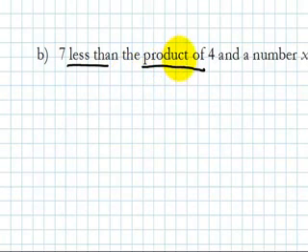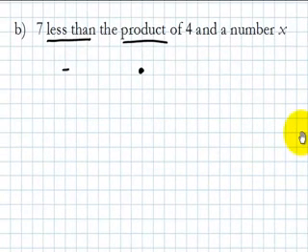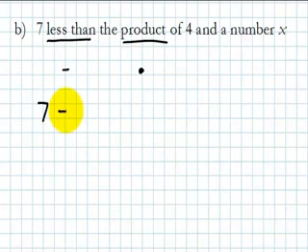What operations are suggested here? Product is multiplication, as you can guess. You probably already know. And less than, well, less than actually has a couple of possibilities there, but in this case we usually think of subtraction with that. So we have both subtraction and multiplication involved. And, well, let's see, is 7 less than, does that stand for 7 minus, or does 7 less than stand for minus 7? So 7 less than.